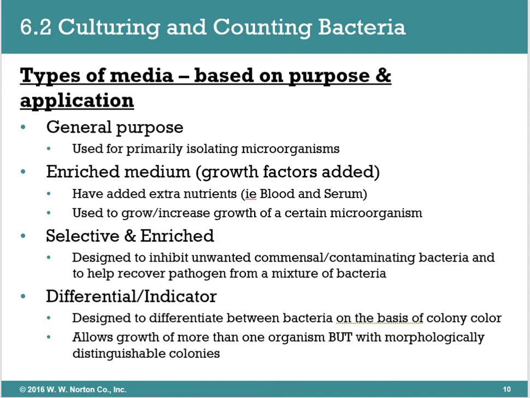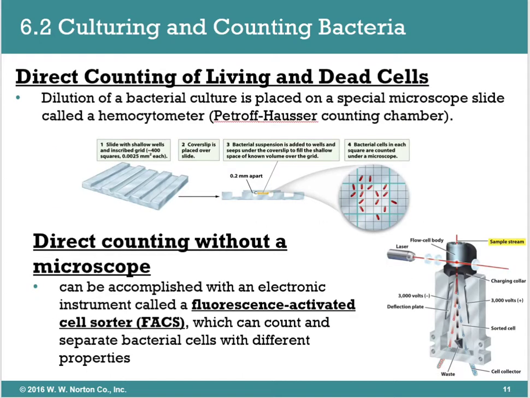Okie dokie. So next, we're going to talk about how we actually count these cells once they're grown. So once we have these bad boys, what do we do with them? There are multiple ways of doing it. For us, we're actually not going to do this in lab, but just know that there are different ways of doing it. You can count living and dead cells at the same time. It's something called a hemocytometer.